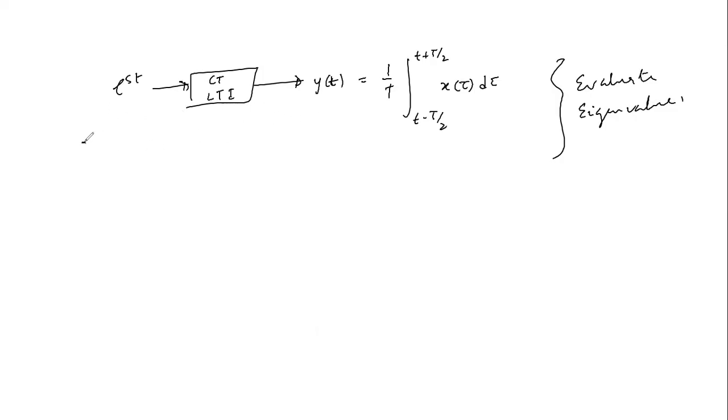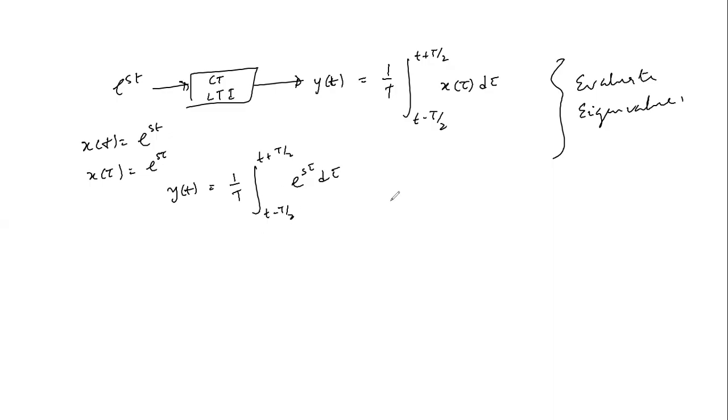So since s of t is the same as the eigenfunction, then s of tau will be the same as e^(s tau). And once we plug this into the output, that is y of t, will be the same as 1 over T integral from t minus T over 2 to t plus T over 2, where T is the fundamental time period, of e^(s tau) d tau.